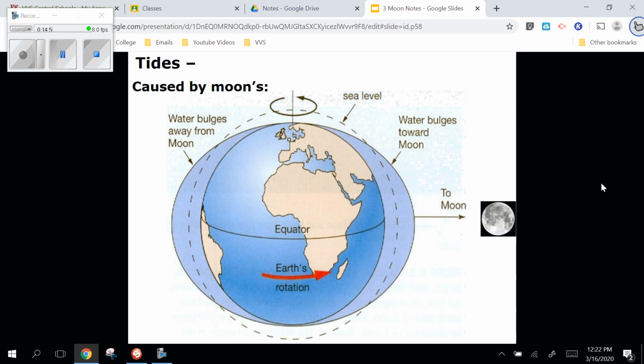All right? All right, tides. The tides are the periodic rising and falling of the ocean. When we talk about sea level, what we're really talking about is the average height of the ocean.